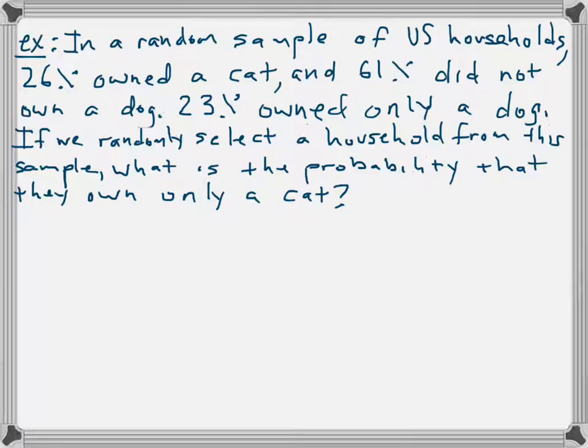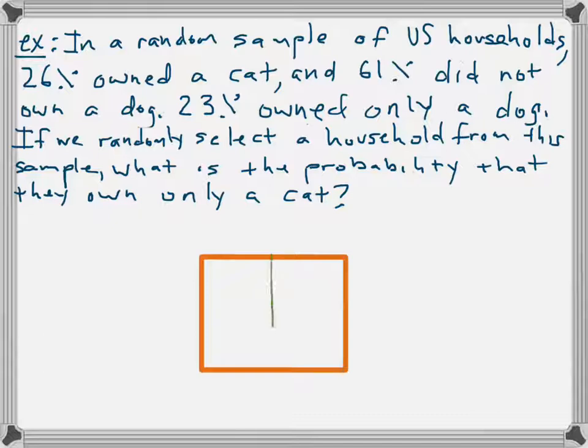In a random sample of U.S. households, 26% owned a cat, 61% did not own a dog, 23% owned only a dog. If we randomly select a household from this sample, what is the probability that they own only a cat? I'm going to use a two-way table here. I like two-way tables. They're much easier, I believe, than Venn diagrams, because you get all sorts of information.